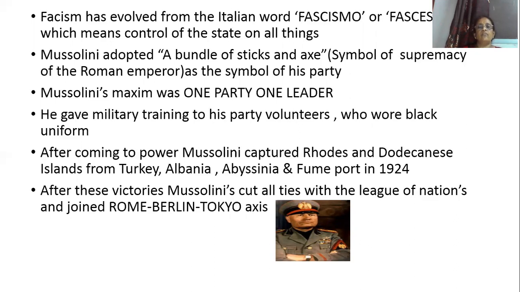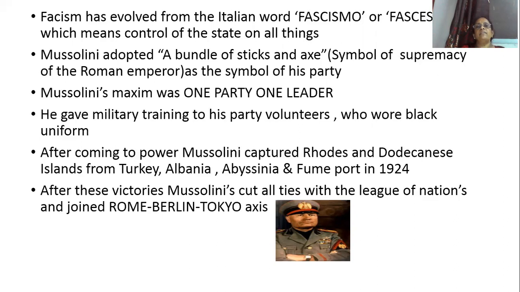So how was fascism established in Italy after the First World War? During the First World War, Italy was on the side of the winning nations, and after that war, Germany's territories were distributed among the winning nations, but Italy was ignored. So the Italians were angry and frustrated. They wanted to take revenge for this. And during that time, a young man came, Benito Mussolini, and he established the fascist party.